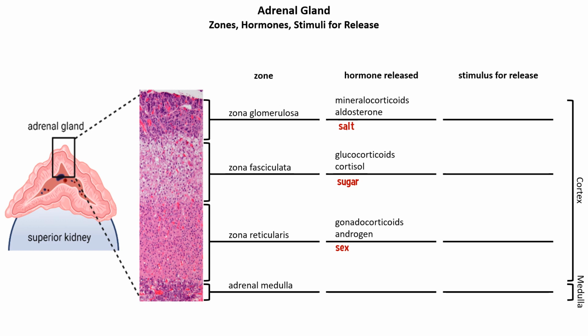Now the adrenal medulla is going to be releasing epinephrine and norepinephrine. These are also our stress hormones. They get released during times of fight or flight.